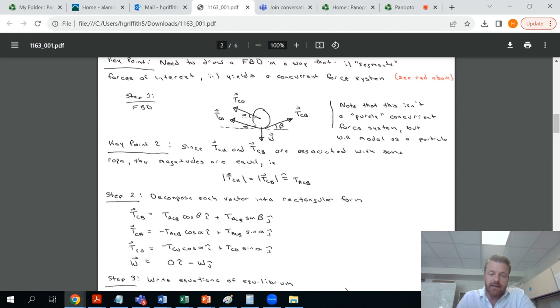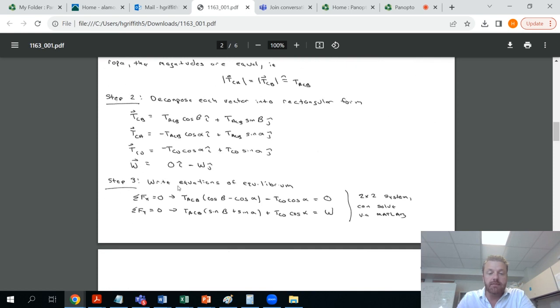Be careful with these two going to the left, that you manually adjust their X components to be negative. Of course, the Y components are still positive. And for the weight itself, there is no X component to that force. It is purely in the negative Y direction, so we'll denote that as negative W times j.